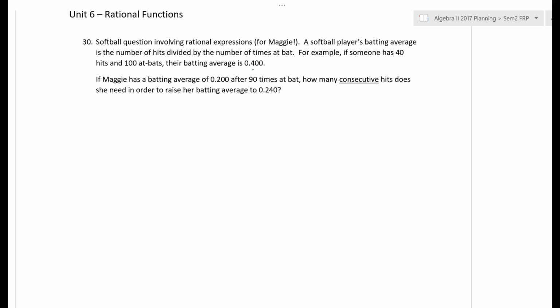But so the question is, what does batting average mean? Well, just for the 400 here, it's how many times you go up to the plate. And if you have 40 hits, for example, if you went up 100 times and you got 40, your batting average would be those things divided, so 0.400. So the first thing here is if Maggie has a batting average of 0.2 over 90 times at bat, let's just figure out what that means.